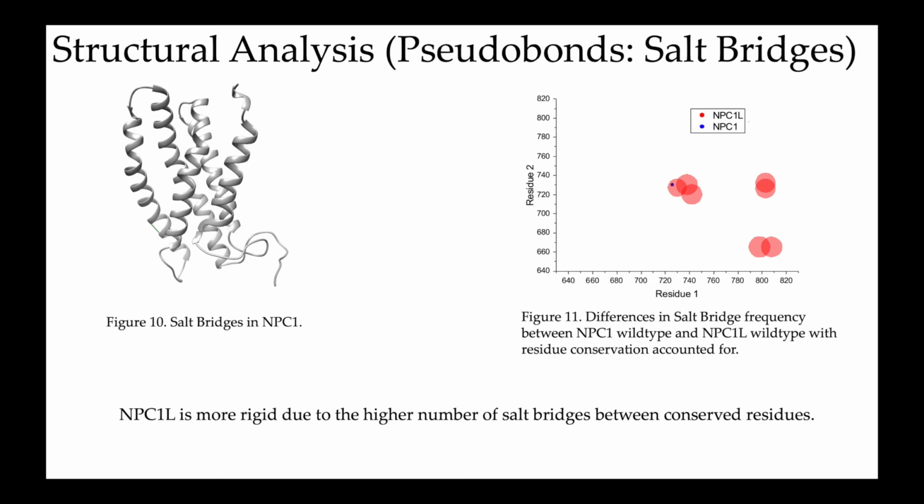Salt bridges can form between charged residues, and they lead to increased stability and rigidity, similar to hydrogen bonds. Since NPC1-like has more salt bridges, it is more rigid.